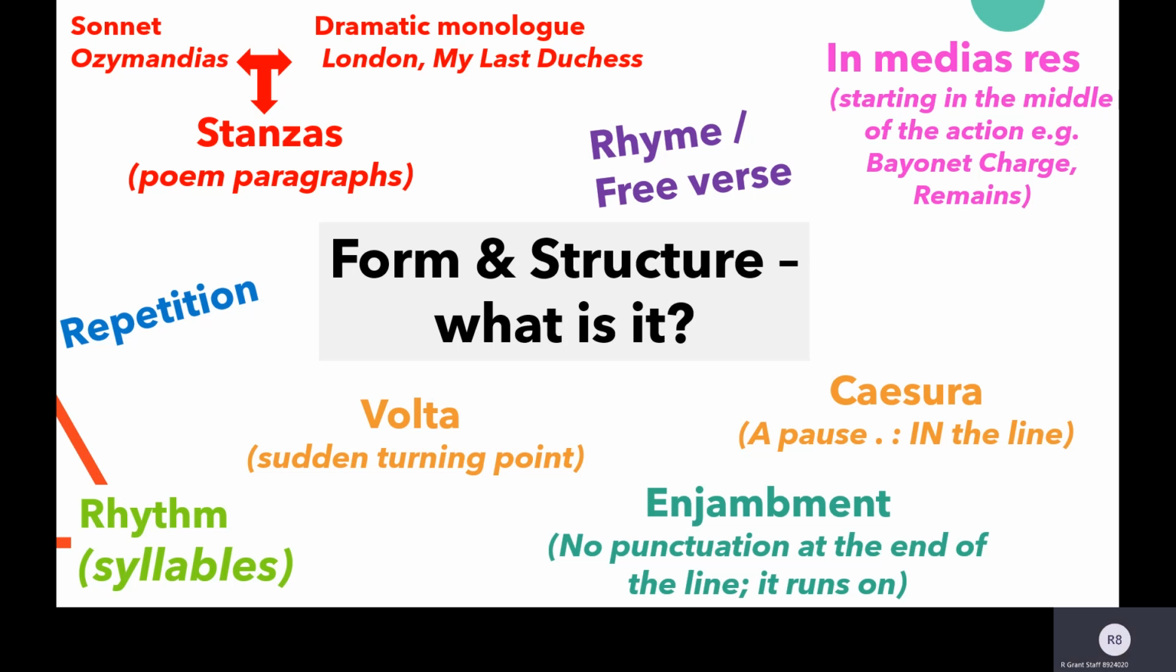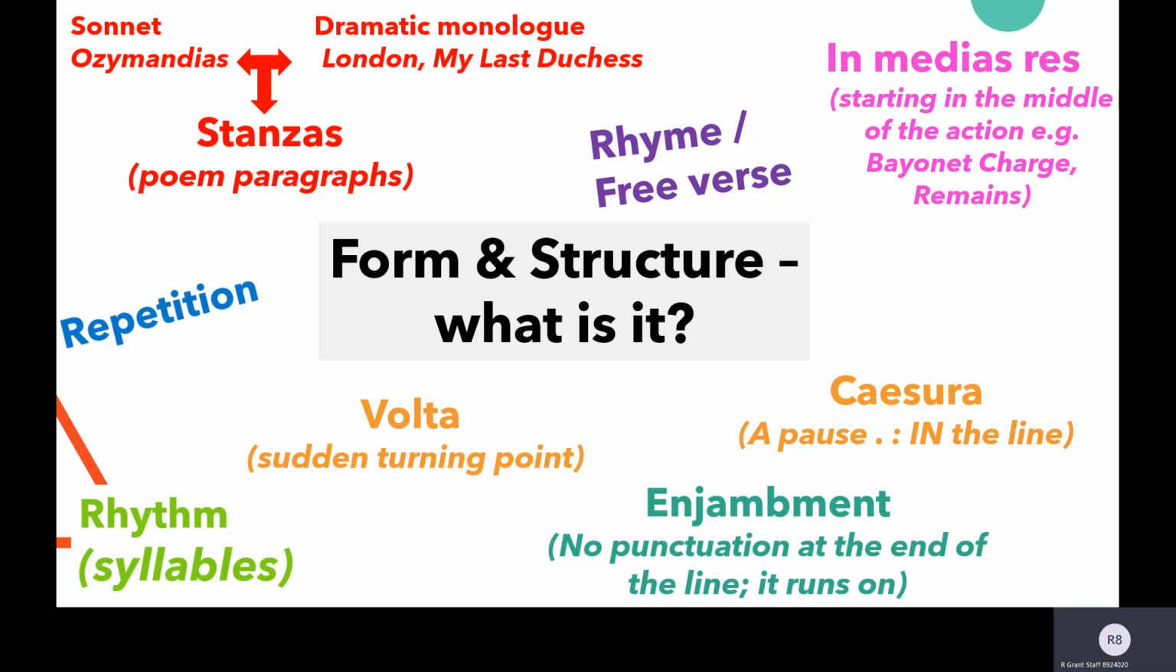So first of all, we have stanzas, poem paragraphs. So this is how a poet chooses to split up their poem. In some cases, there's only one stanza, and this is a good clue to see what form the poet is trying to create. So, for example, we have one sonnet in the Power and Conflict cluster, Ozymandias, which is a mix of a Petrarchan and Shakespearean sonnet. This is useful information because it can add and develop your point about how human constructs are very fragile.